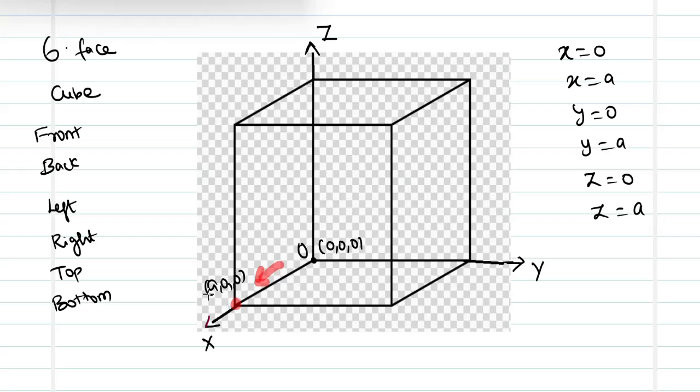Why is it going to be a in the x? Because we have moved a units in the direction of x. So this point will be denoted by a, 0, 0.